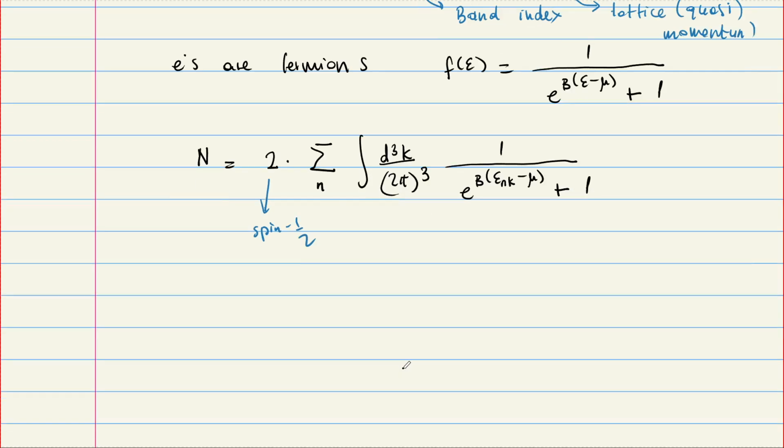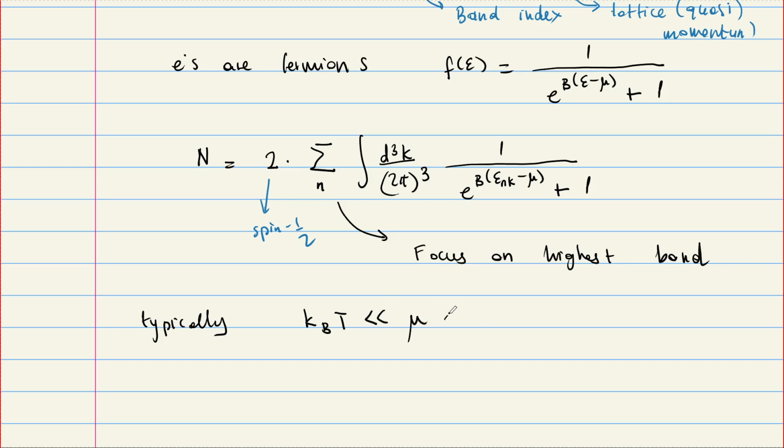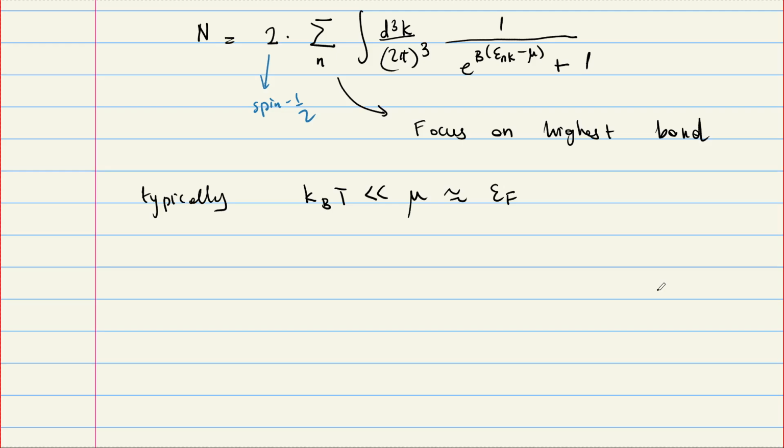And typically what happens is we focus on the highest band. Sometimes we call it the conduction band, and we ignore the other bands because they are deep in energy and they are occupied, they are intact. And within this one-band model, what is important is typically a region where k_B T is much smaller than the chemical potential, which is approximately the so-called Fermi level.